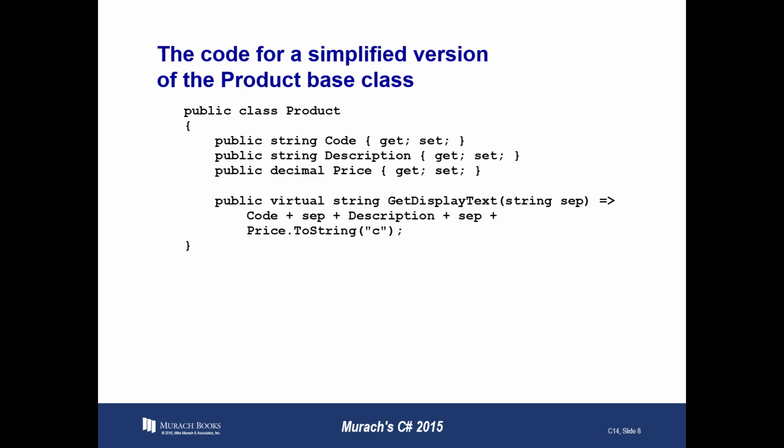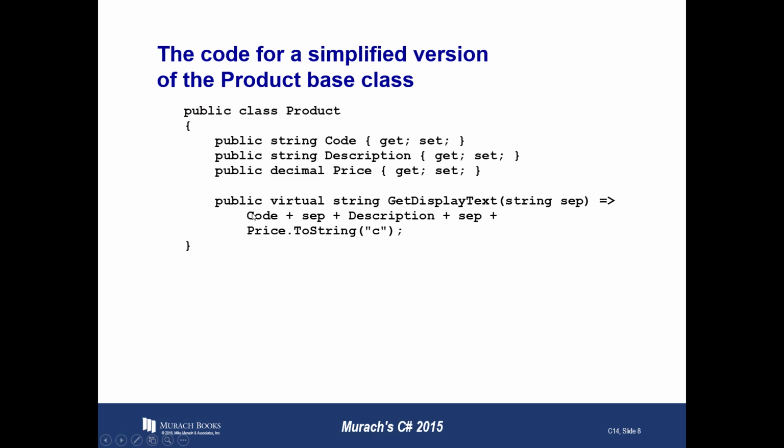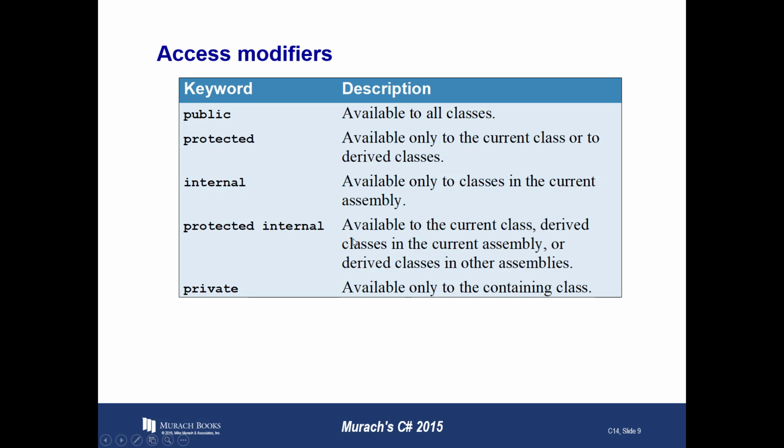All right. So we've got public string code get set, public string description get set, public string price get set, and our get display text, which is accepting a separator and basically returning a string. This method right here is returning the code plus that separator plus the description plus that separator plus the price formatted to currency.